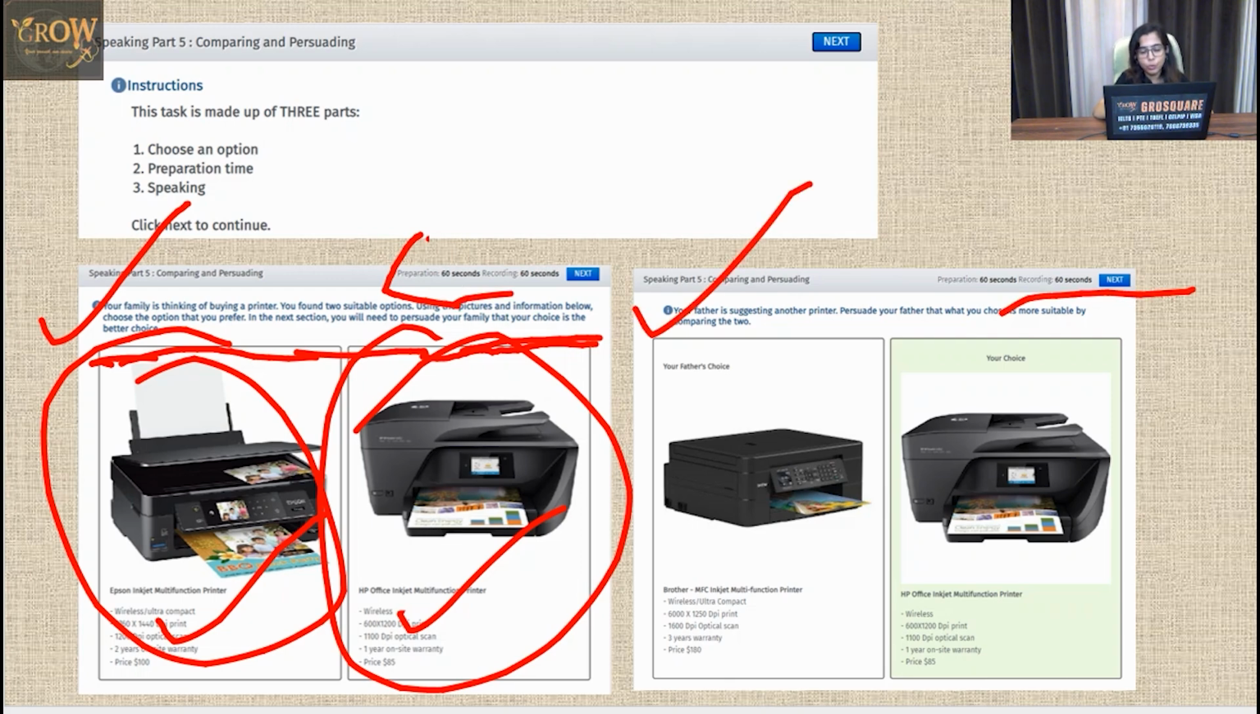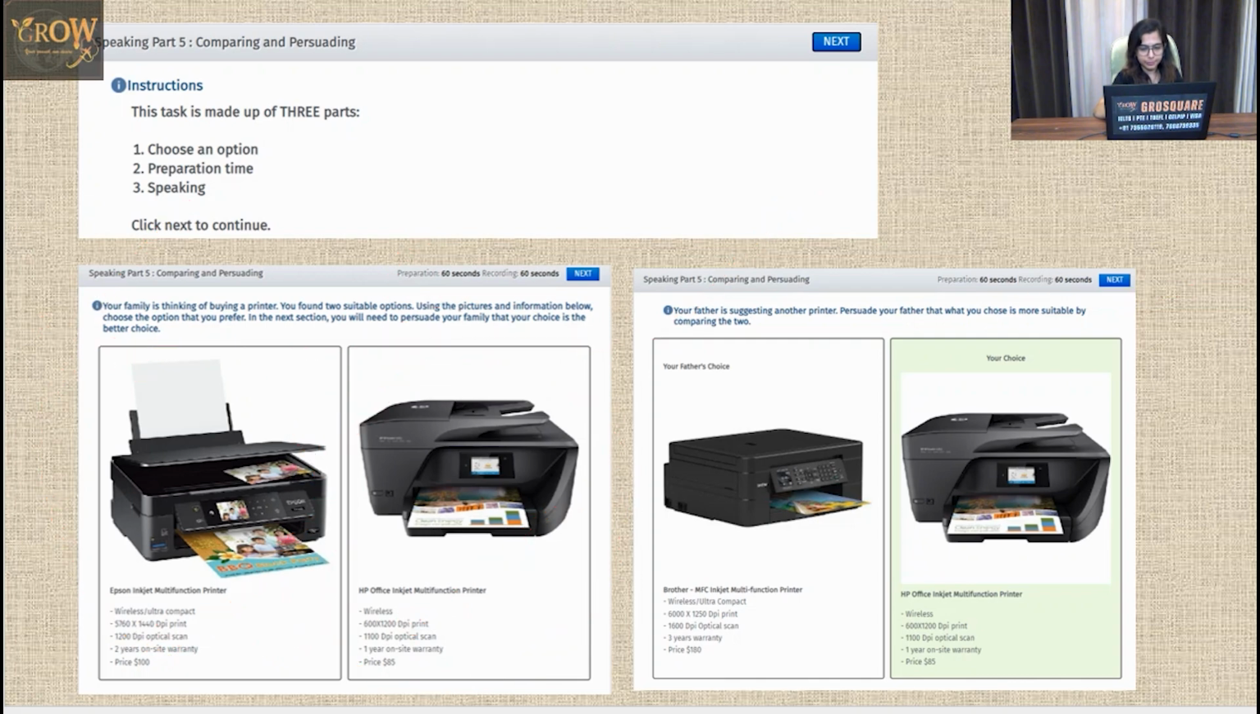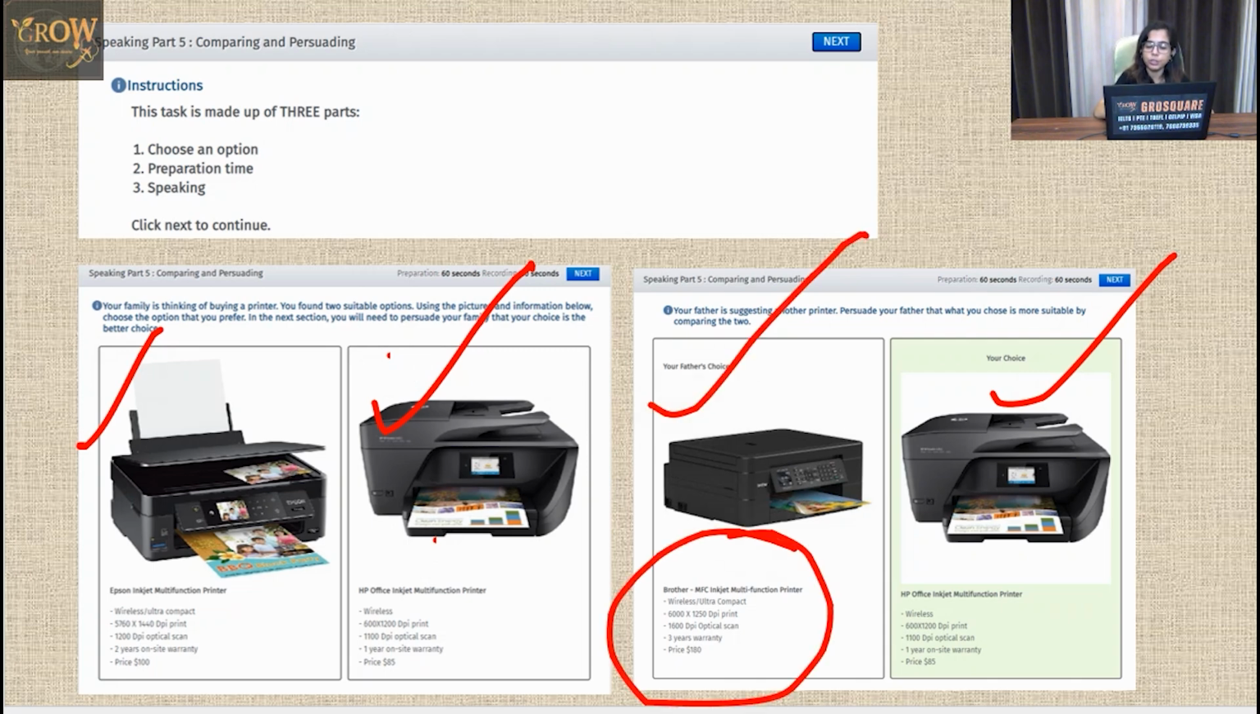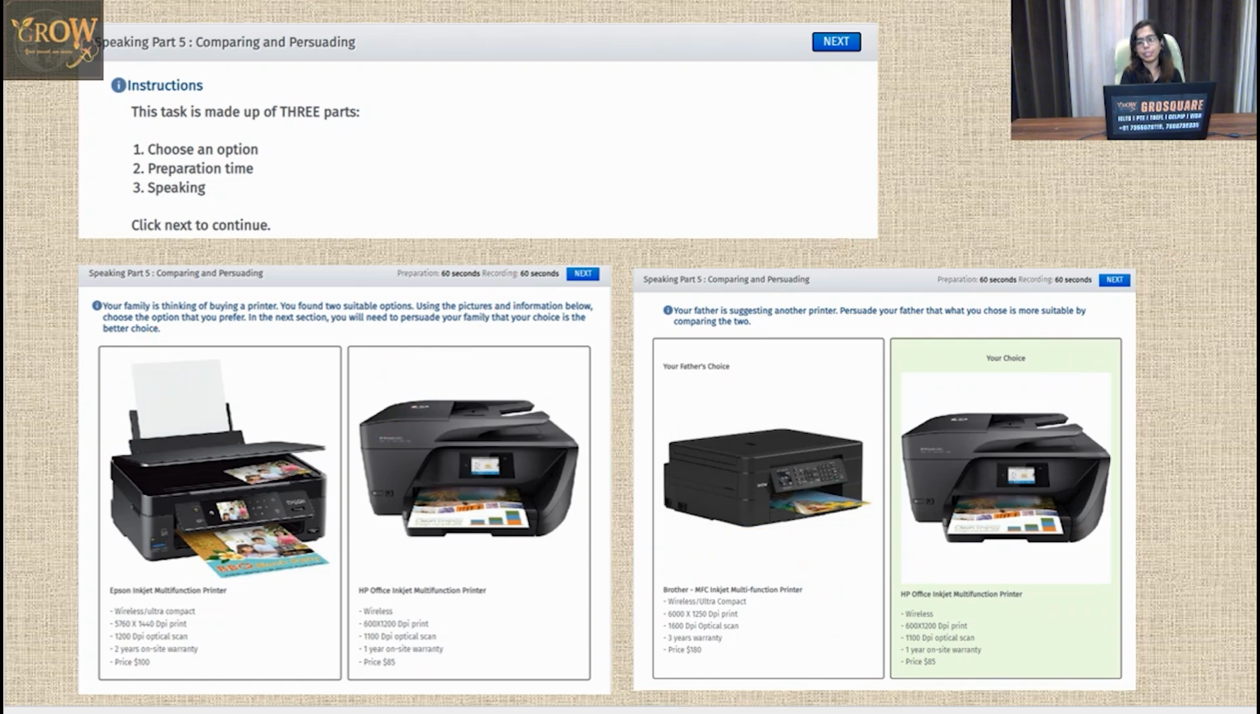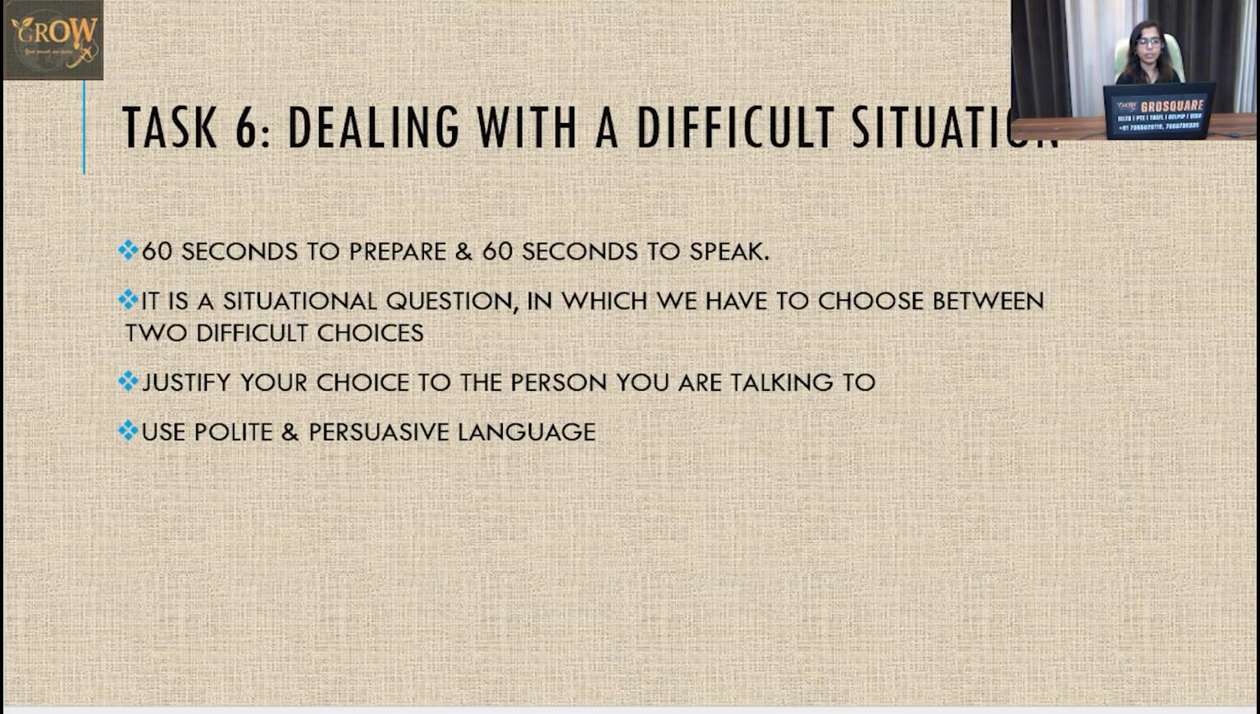Then next, you would see that your father is suggesting another printer. Let's suppose I'm going with this printer, or I'm going with this printer. You can click on any one, and it would be shown over here as my choice, your choice, and this is my father's choice. Specifications are always here. What I have to do in this task is compare and persuade my father that my choice is better. I need to convince the other person, and the conversation would be with a friend or relative, right? So this was all about our task 5.